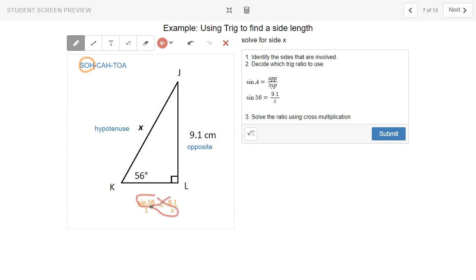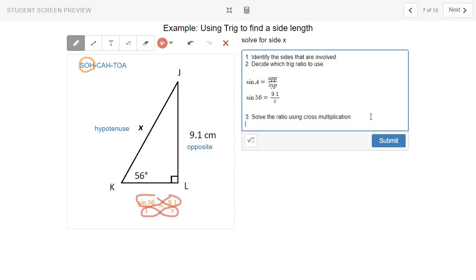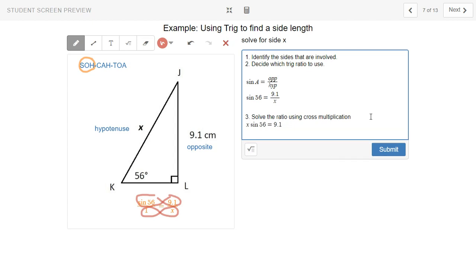these two, and that's equal to these two. Now, we have x sine 56 is equal to 9.1 times 1. And since it's times 1, I don't have to write that because I know that it's equal to itself. Okay, we need to continue on with algebra because the x is not on its own. But I know if I divide both sides by sine 56, I can get x on its own.